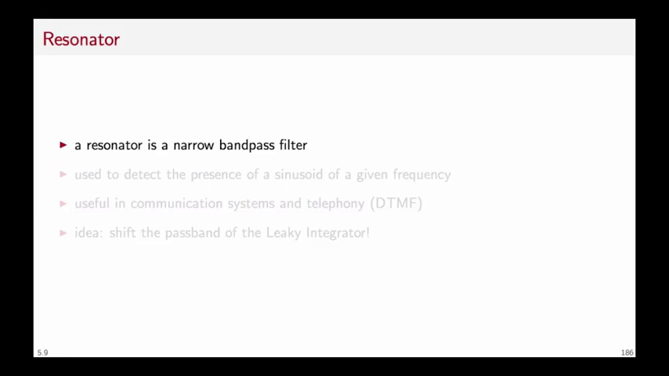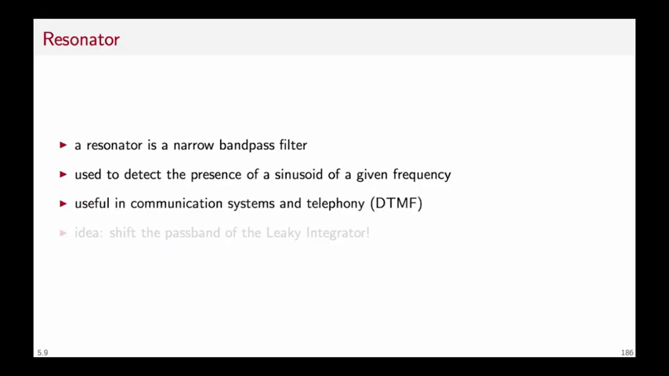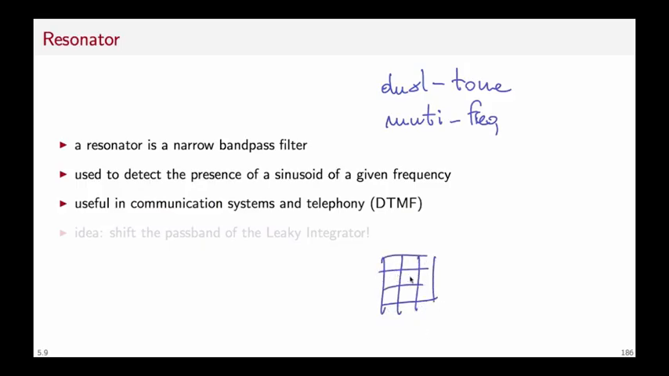Now that we know how to design a leaky integrator, we can adapt the design to obtain a resonator. A resonator is a narrow bandpass filter that is often used to detect the presence of a sinusoid of a given frequency. A classic circuit that uses resonators is a detector for DTMF signals. DTMF stands for dual tone multi-frequency signaling, and it is the way an analog telephone communicates the dialed number to the central office. Whenever you press a number on the dial pad of a telephone, you generate 2 frequencies that will have to be decoded at the central office to determine which key you have pressed.